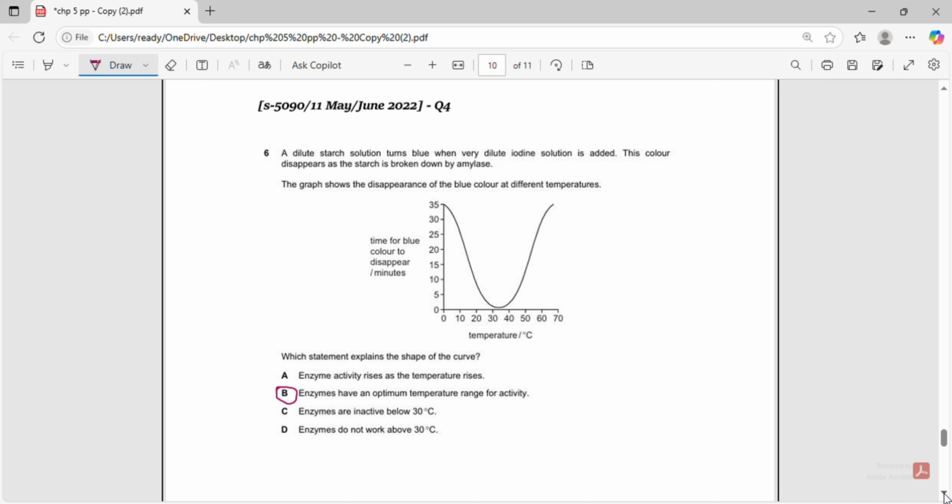As the temperature goes below or above that point, the reaction slows down, taking longer, which tells us the enzyme activity is reduced. This kind of pattern, where there's a peak in enzyme activity at a certain temperature and it drops off on either side, is exactly what we'd expect when enzymes have an optimum temperature range for activity.